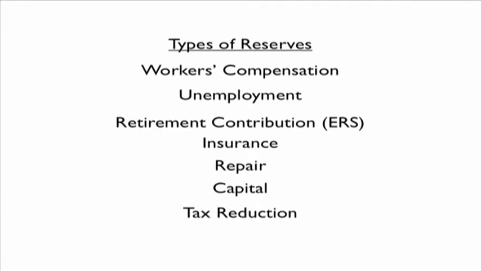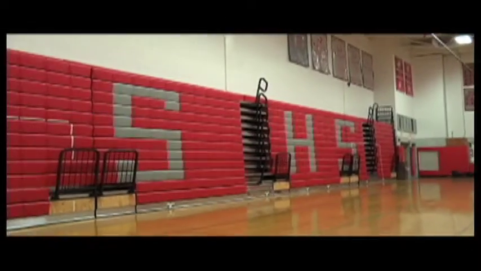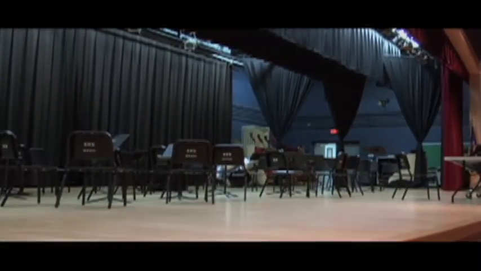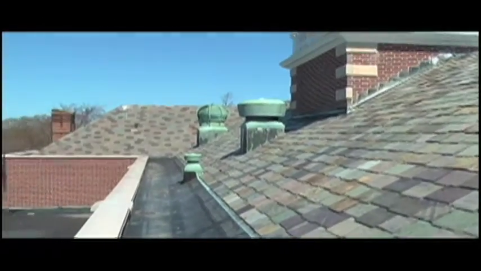Let's take a look at two types of reserves: the repair reserve and the capital reserve. In Southold, when we have found things that needed to be repaired, we used funds from the repair reserve. Though it is similar, a capital reserve is used when it goes beyond the scope of a repair. A great example of this is our roof. As you can see, part of the roof is slate, and after 75 years it needs to be replaced and not repaired. Now let's look at another portion of the roof system.